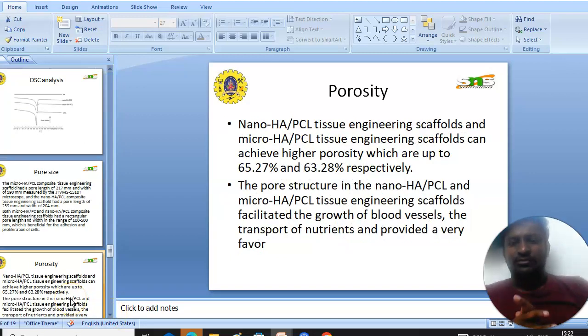Finally, porosity was measured. The porosity of the nano and micro composite scaffolds was 65.27 and 63.28 percent. It showed that the porosity of the composite increased, which can be suitable for the transport of nutrients for the growth of cells.